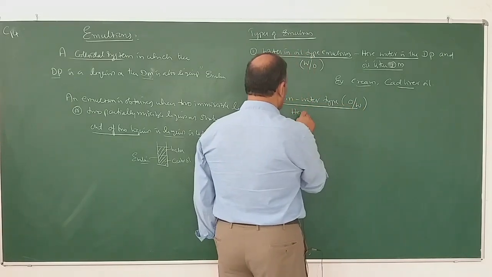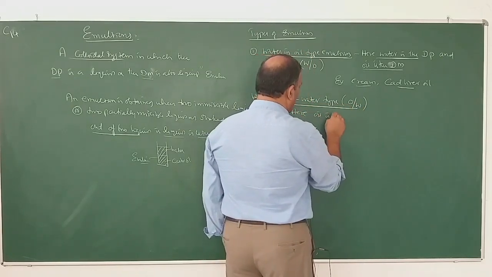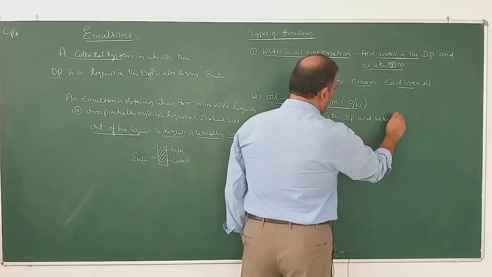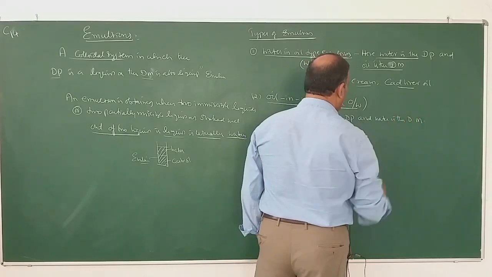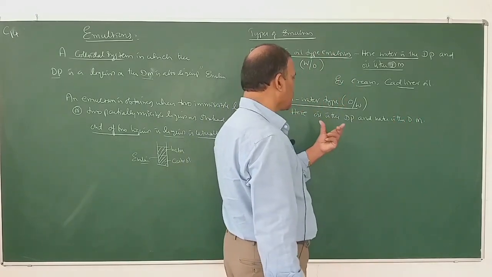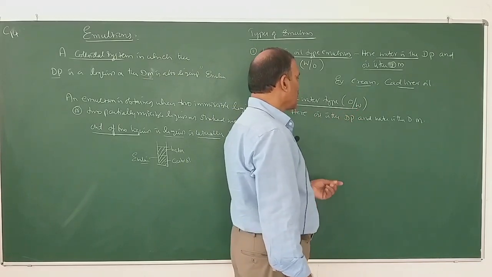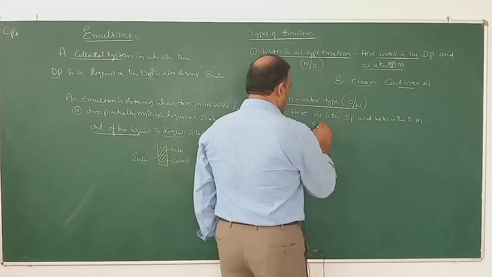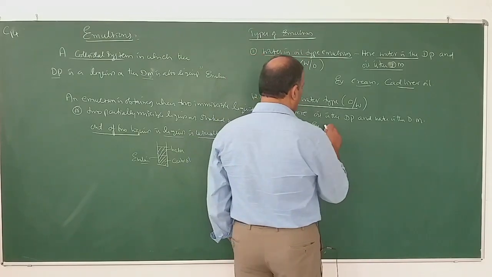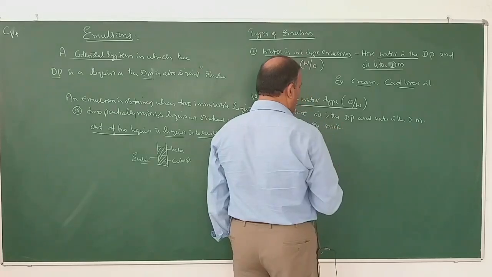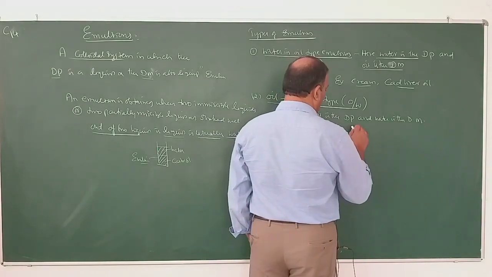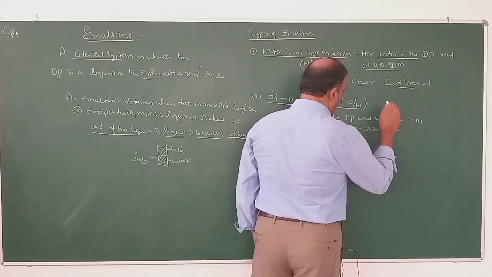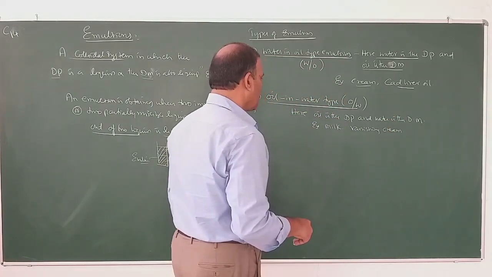So here, which is the dispersed phase? Oil is the dispersed phase and water is the dispersion medium. If a little oil is shaken with a large amount of water, you will get oil in water type emulsions. Coming to examples, milk is an example for oil in water type emulsion, and vanishing cream is also an example for oil in water type emulsions.